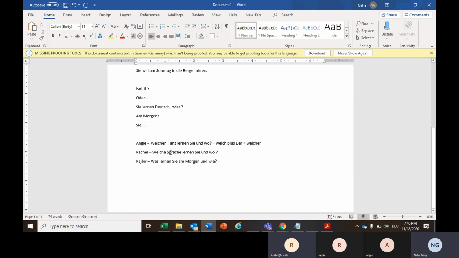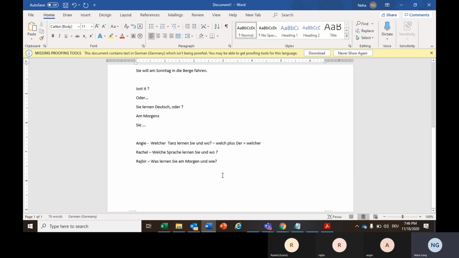So here, Angie, for you, I have written welcher Tanz lernen Sie und wo? Like which form of dance you are learning and where? Rachel, welche Sprache lernen Sie und wo? Which language you are learning and where? Online, offline, any institute where you are pursuing it. Then Rajbir, was lernen Sie am Morgen und wie? So what do you learn in the morning and how?